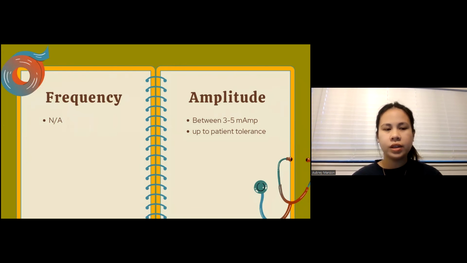Frequency is not applicable for this agent. And then for the amplitude, it is between 3 to 5 milliamps. And also you can set it up to patient tolerance.